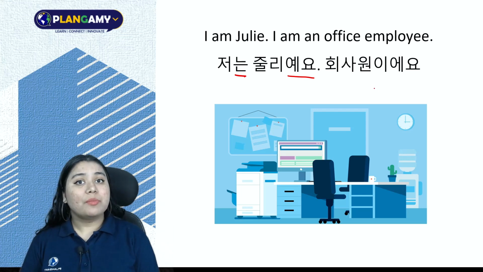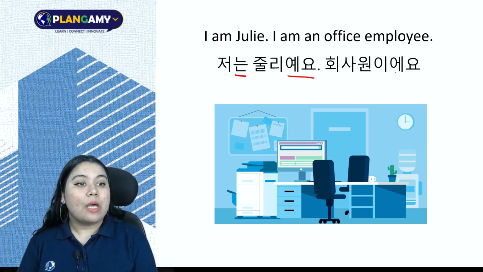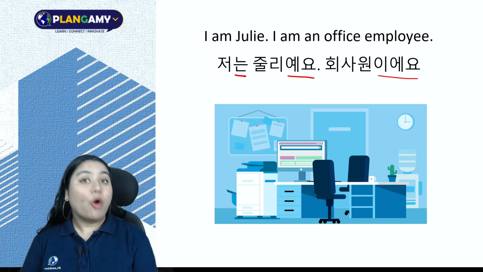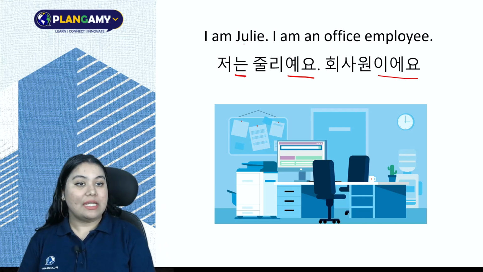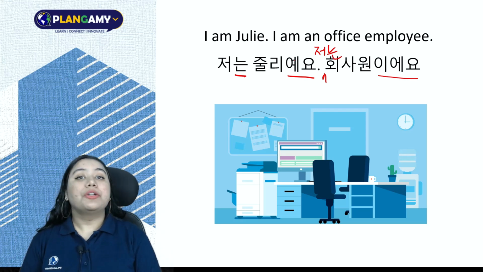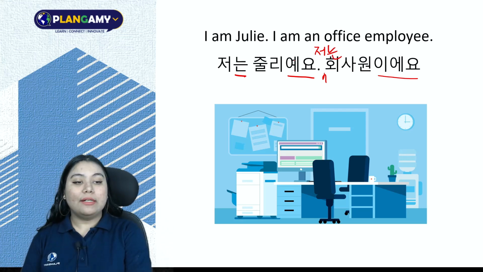I am an office employee. Office employee, company employee is 회사원. So 회사원이에요. I am an office employee. Right? So we know that when we have already established the subject of the sentence, we can omit it. So here I could have also written 저는. But instead of writing 저는 two times, I can omit it the next time.